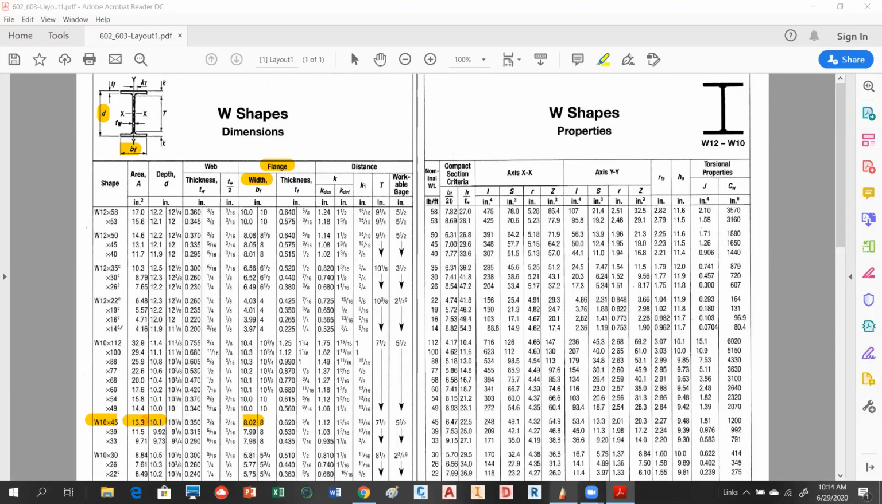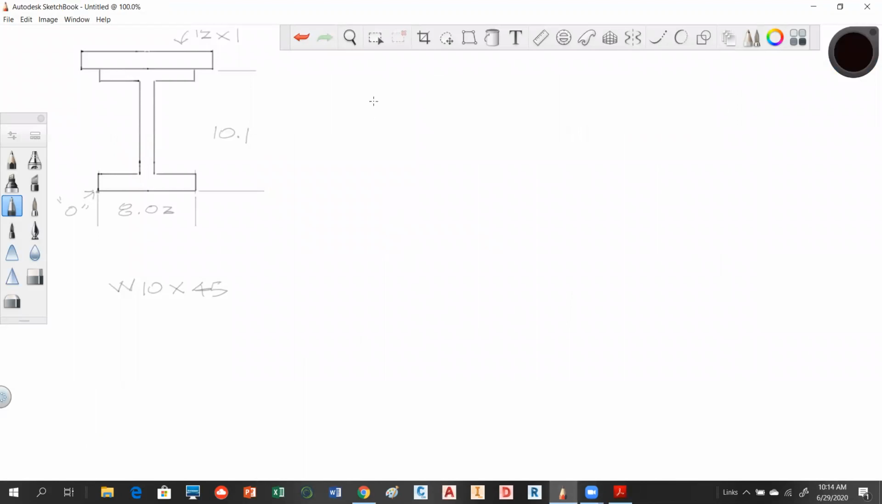So we'll go back here. So we're going to set up our chart. So we're going to have shape.